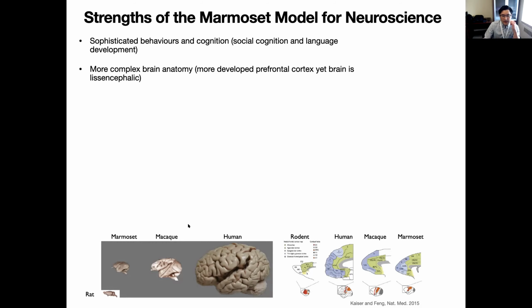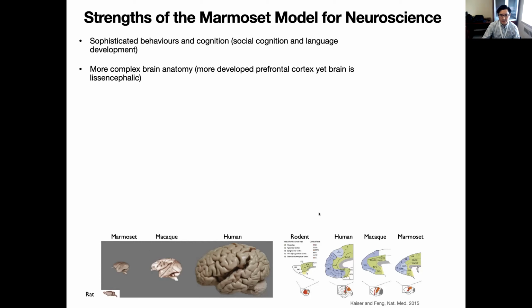As you can see here on the left, marmosets have a brain that's a bit larger than a rat brain, but quite a bit smaller than a macaque's, and of course the human brain. A noticeable feature of the marmoset brain, though, is the fact that it's smooth. It's lissencephalic, so it doesn't have a lot of the overall architecture of the brain of macaques or humans. And this is interesting because it could be used as an advantage in some forms of imaging experimentation.